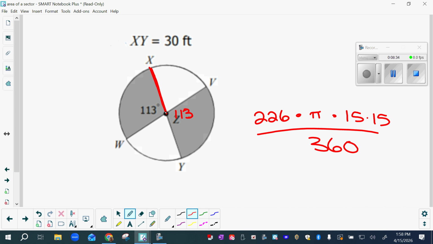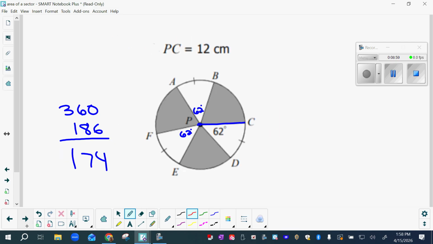226 times pi times 15 times 15 divided by 360. I got something like 444. 444 feet squared, because I don't want to miss that half a point on the test. Last one, best one, and I'm shutting up. That was quick, huh? Oh, don't look at the answer.